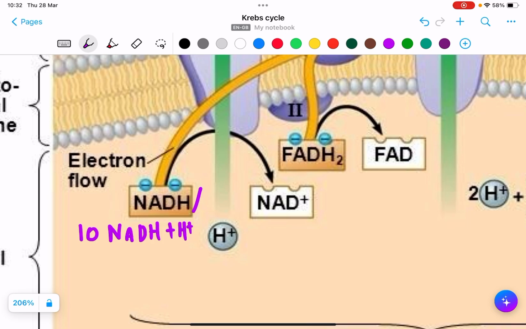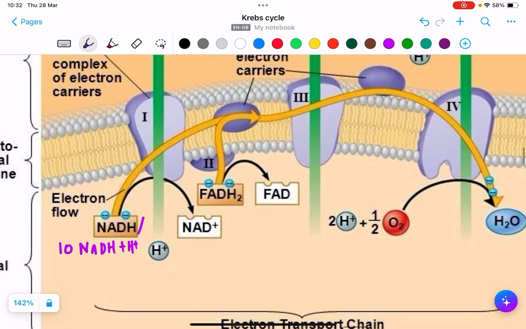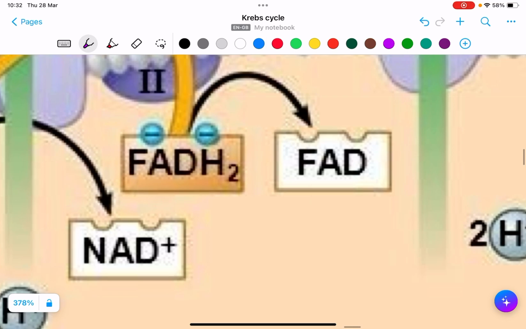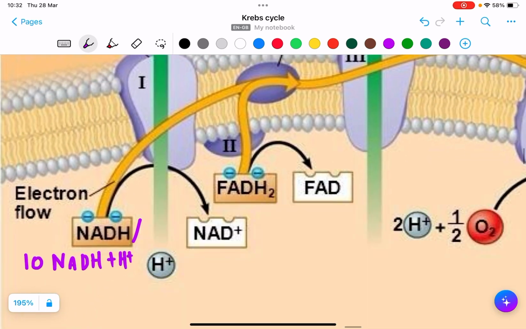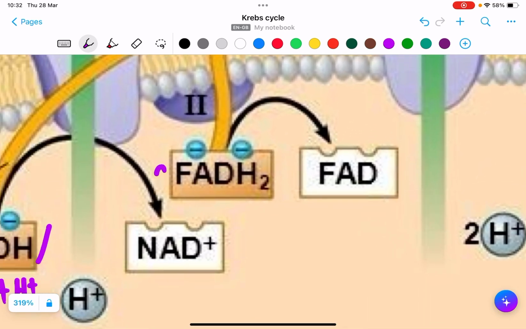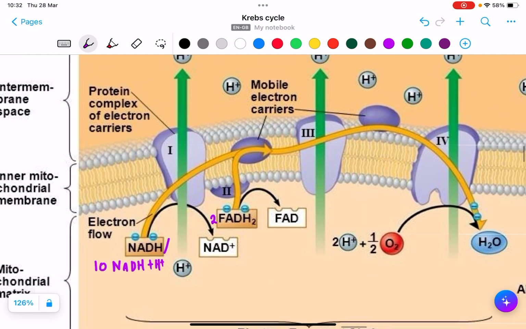the electron transport chain. Another reducing agent is FADH2. So FADH2, again, is coming from the Krebs cycle. It carries 2 electrons. So in total, we have 2 FADH2.